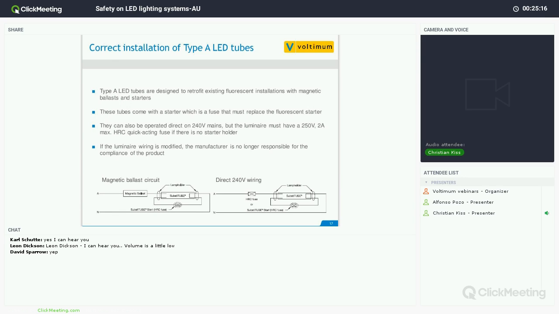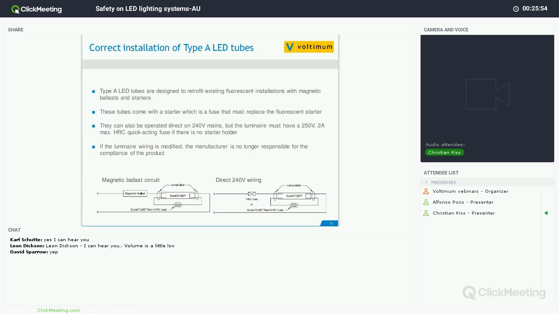However, some luminaires come ready directly wired with 240 volt. These type A tubes also work directly to 240 volt if an electrical contractor were to rewire a luminaire, for example, to bypass and get rid of an electronic ballast. However, having said that, as per the standard, the luminaire needs to have a 250 volt, 2 amp max HRC fast acting fuse. And that needs to be somewhere in the luminaire. If there's not a starter holder, then it needs to be maybe in the terminal block somewhere as part of the circuit, as per the little diagrams down there.